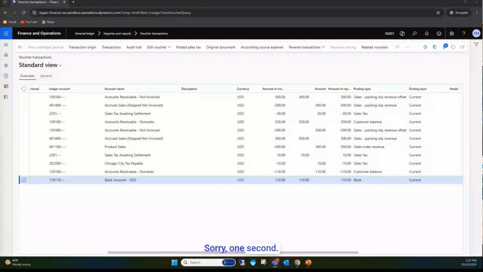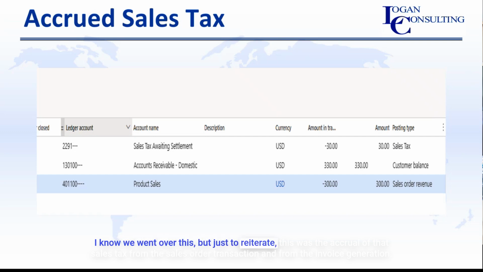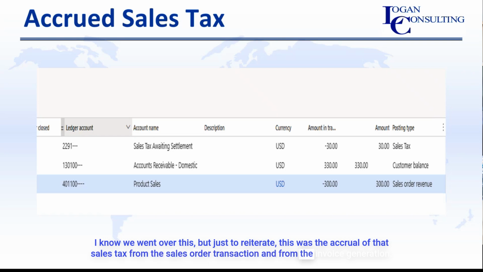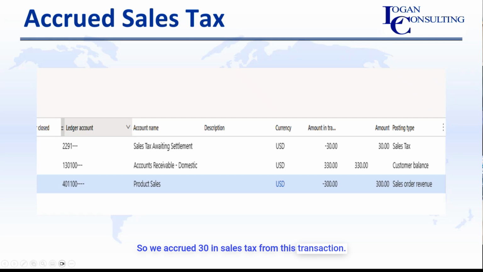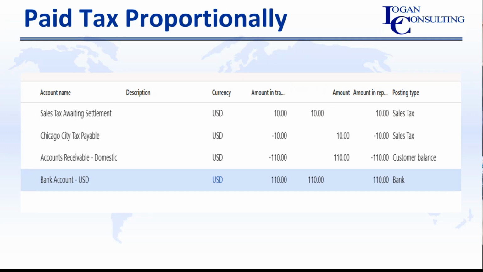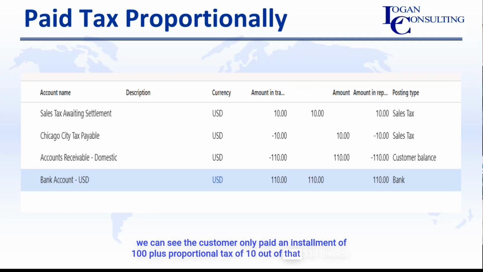Sorry, 1 second. I know we went over this, but just to reiterate, this was the accrual of that sales tax from the sales order transaction and from the invoice generation. So we have a credit to sales for $300 and a credit to our sales tax awaiting settlement account for $30. That's 10% of the $300. So we accrued $30 in sales tax from this transaction. Our debit to AR is for the full $330. And then we have our actual customer payment. We can see the customer only paid an installment of $100 plus proportional tax of $10 out of that $330 invoice.